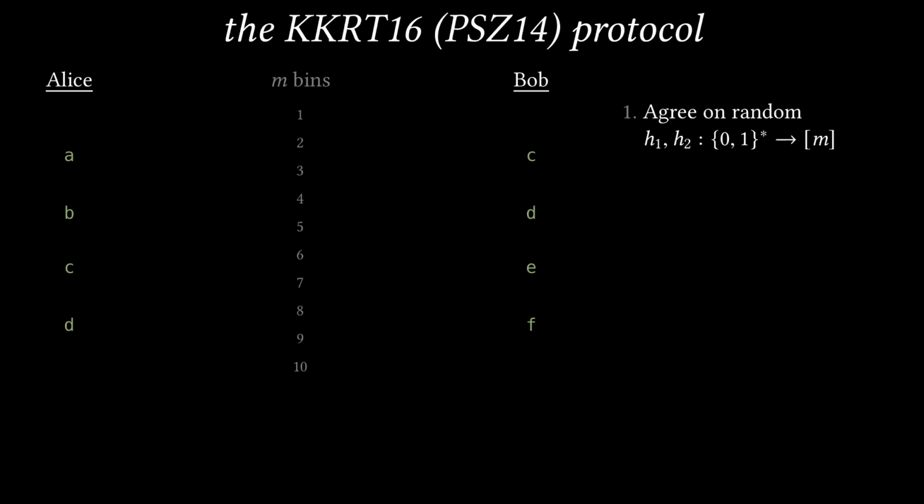First, they agree on 2 random functions that map their items into m bins. For example, H1 could map item A into bin number 2, and H2 could map item A into bin number 7.